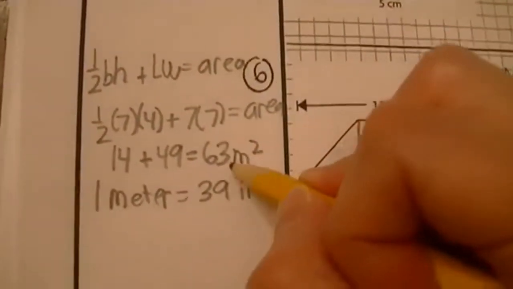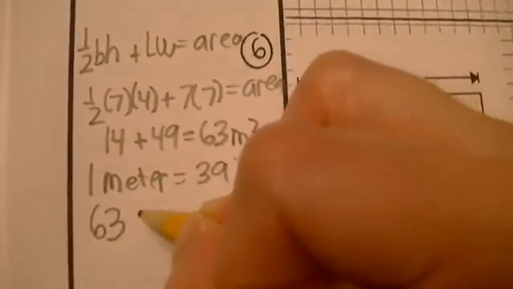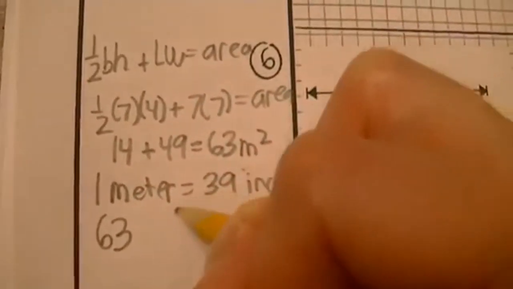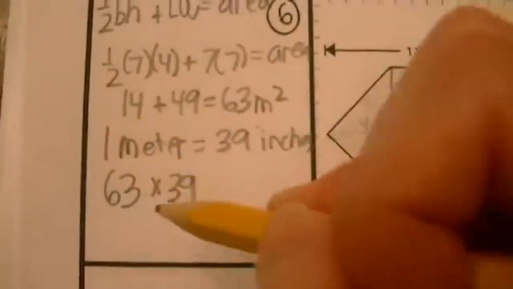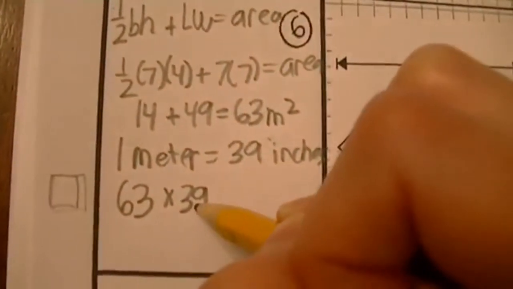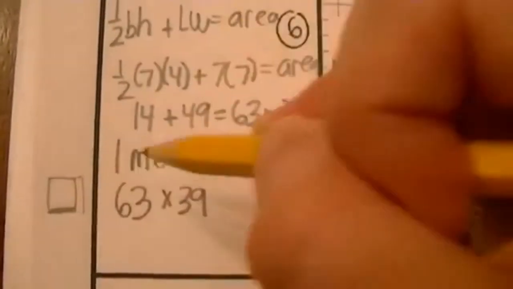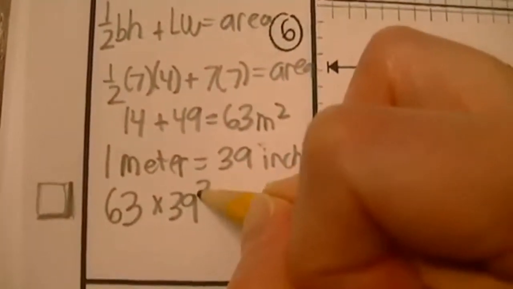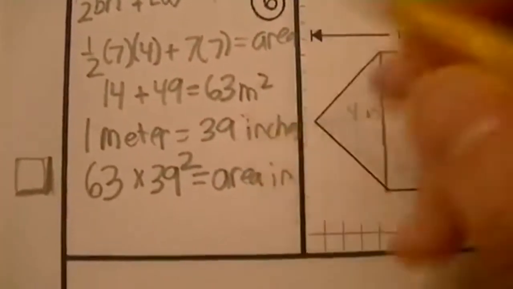Okay, so I'm gonna take this 63 meters, and there's 39 inches in one of them, so if I have 63 of them, I need to go 63 times 39. But listen, if I just go 63 times 39, remember how it's 63 square meters? If I only go times 39, I'm only multiplying basically one side of it. I need to multiply both sides by that, so I need to go times 39 squared. And that's going to give me the area in inches squared.